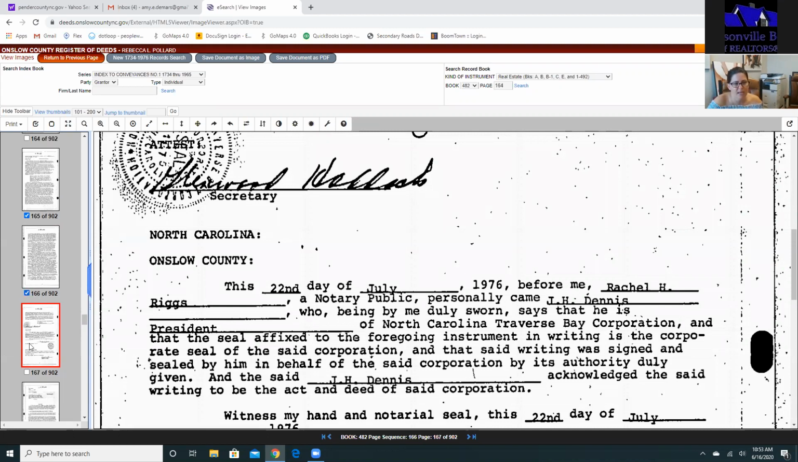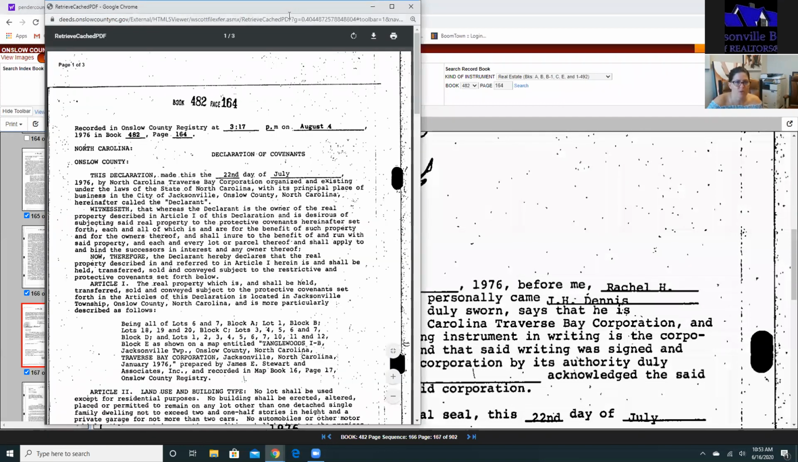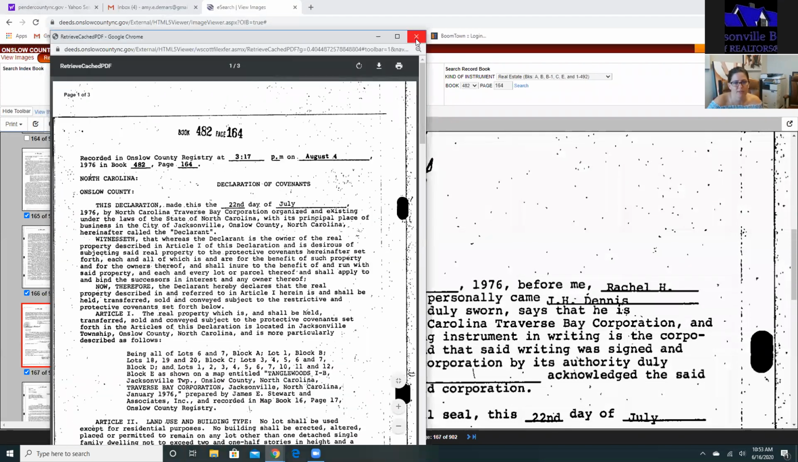And so you can just come in here, click those, and when you go up to print, just do selected pages instead of all pages. And now you've got your Tanglewood's Declaration of Covenants, okay?